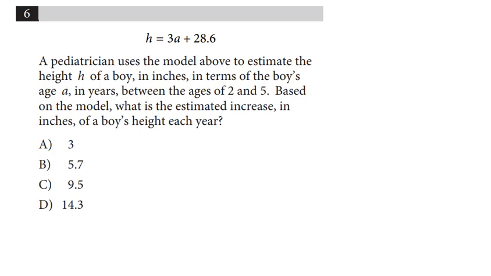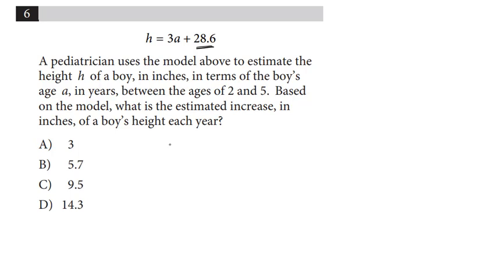So you can do this if you understand slope or gradient. For 0 years, when a is 0, you get 28.6, which is the y-intercept. And then for each increase of 1 year, the height is increased by 3, because this is 3 times 1.